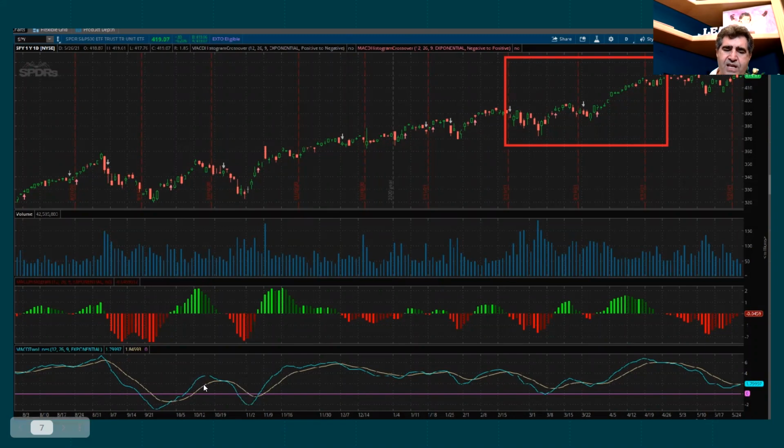So for instance, here you see the difference is pretty big, and that's where you have a big histogram bar. As you can see, again, the numbers can go up.